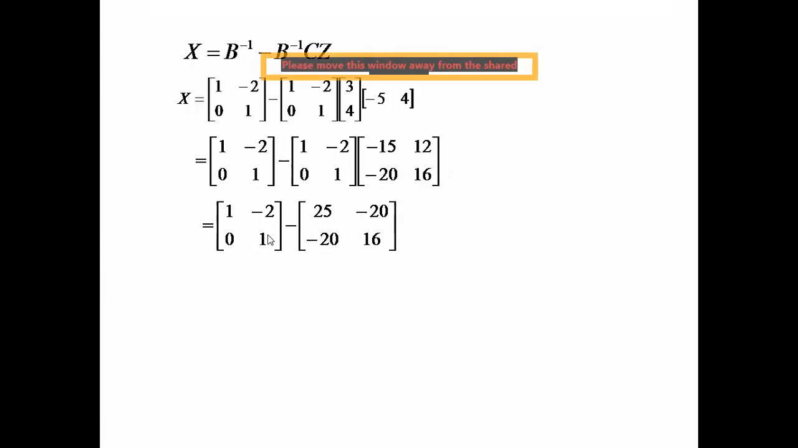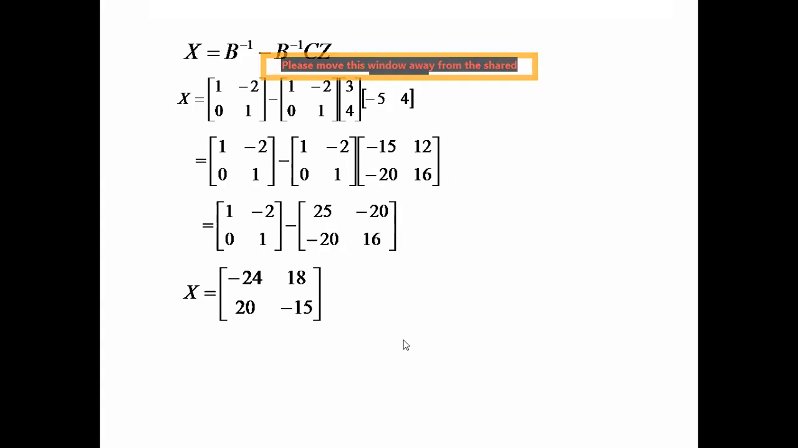Now, the difference between these two matrices. 1 minus 25, that's minus 24. Minus 2 minus minus 20, so plus 18 you get. 0 minus minus 20, plus 20. 1 minus 16, minus 15. So finally we get it like this. So this is what X is.